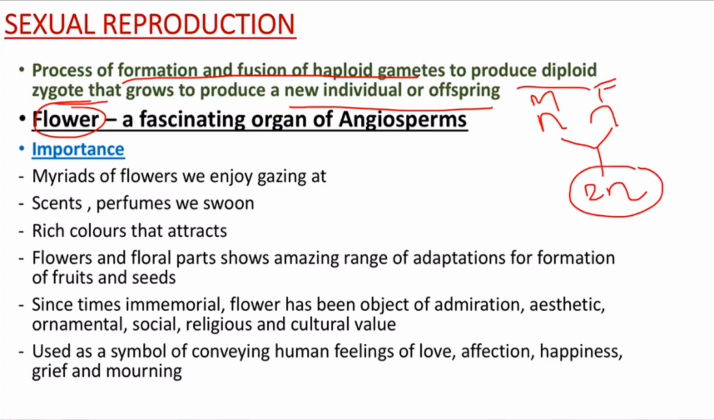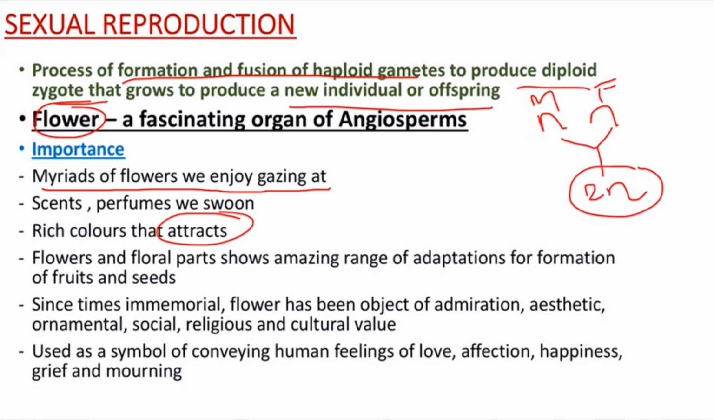So, as we see, a myriad of flowers that we enjoy gazing at, there are innumerable, countless flowers that we observe in our everyday life, right? Plus, we see there are different shapes, they are of different colors, they have a scent, they have perfumes, they have rich colors. All this is nothing but for what? For attraction. And this attraction is for whom? It can be for humans, for insects, or for other animals. This attraction will help flowers in the reproduction process, right? Or you can say it will lead to the pollination process through which the further events will take place.